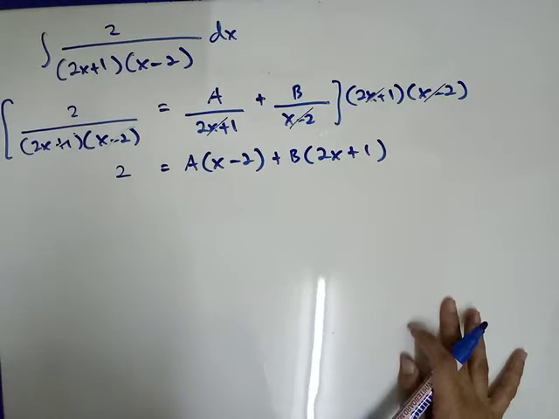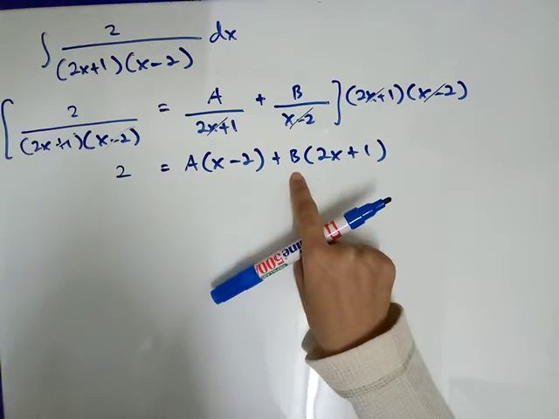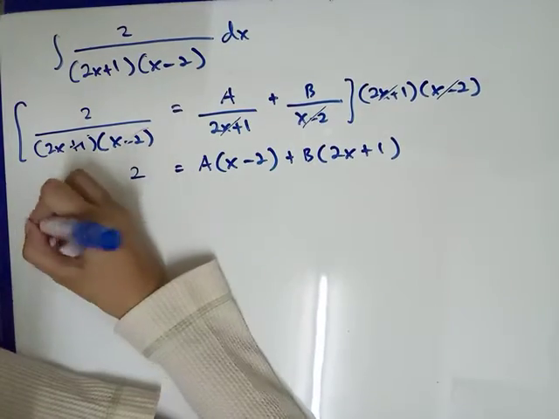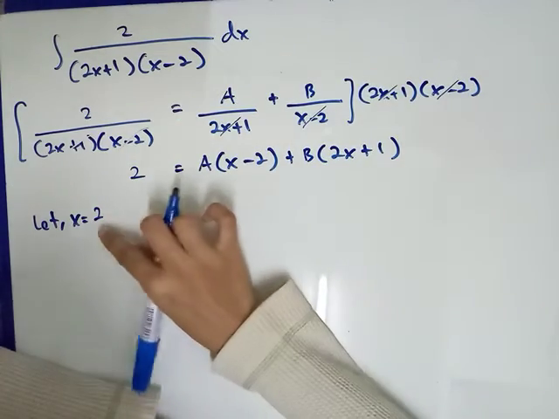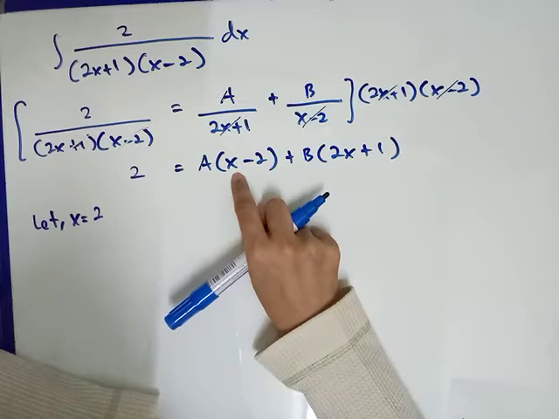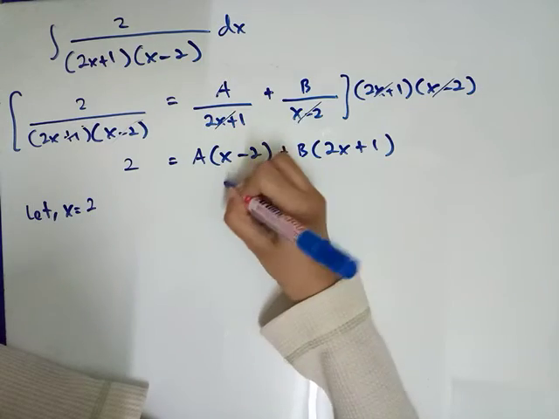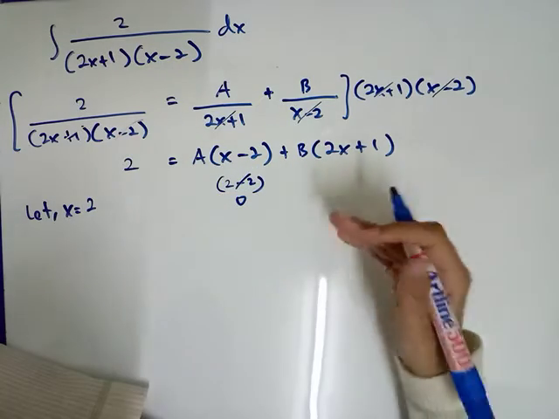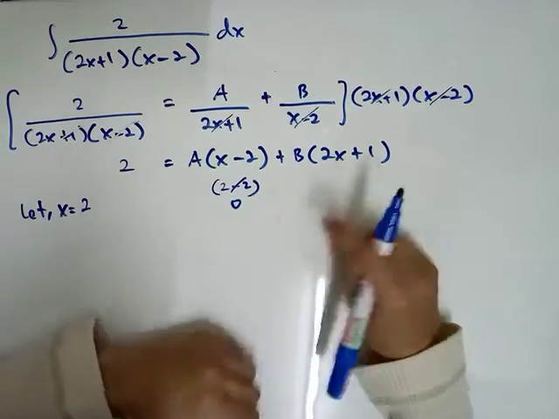You nampak tak? And then we need to find the values for A and B. How to find them? By letting x equal to 2. Why do I let x equal to 2? Because when we substitute 2 into x, 2 minus 2 we get 0. 0 times A we get 0. So we get a chance to get the value for B.